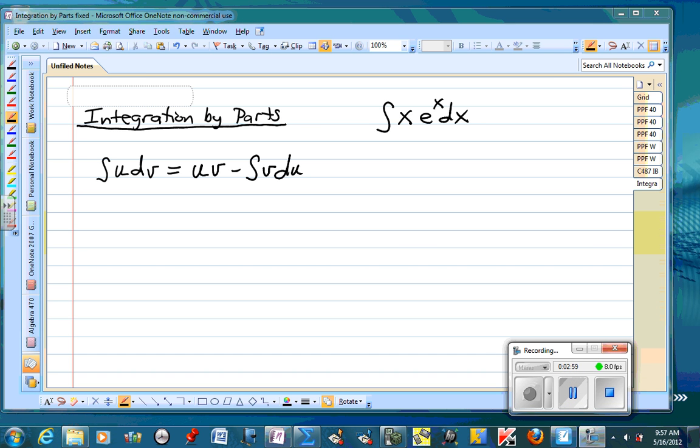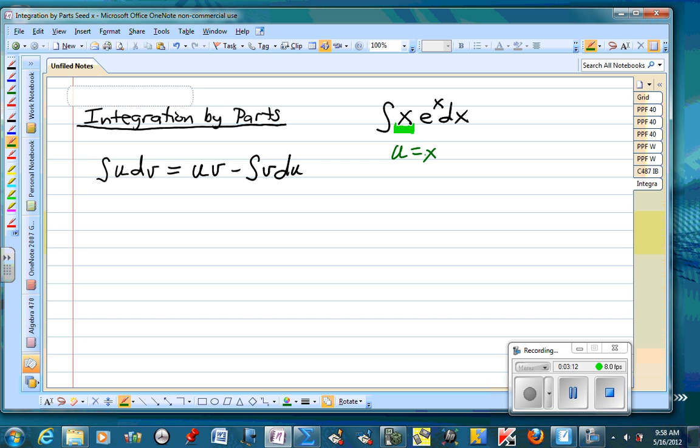Okay, like some other techniques, the more experience we get, the better we'll get at selecting what to assign as u and what to assign as dv. So just for starters, we're going to let u equal x, and we're going to let e to the x equal dv.